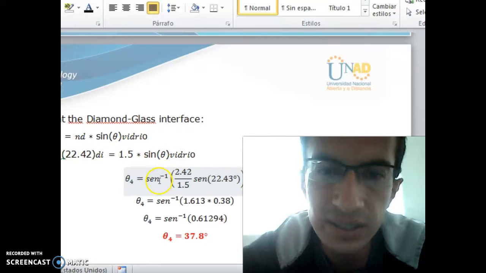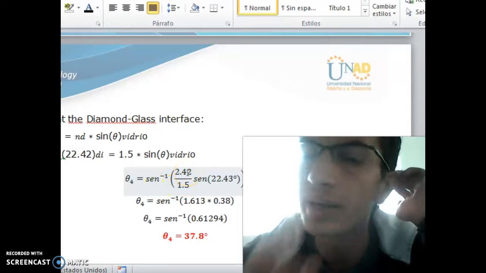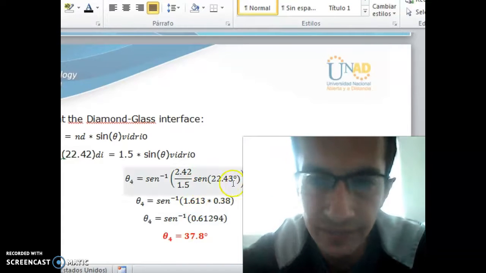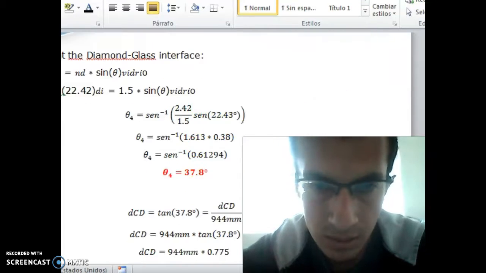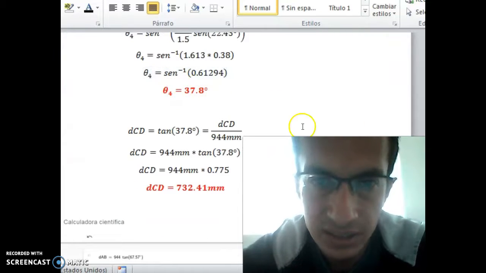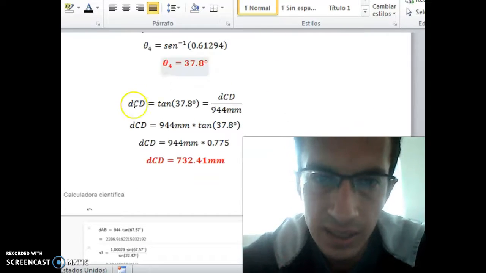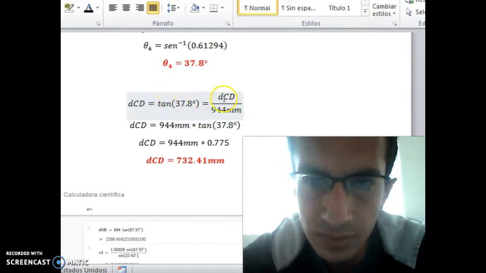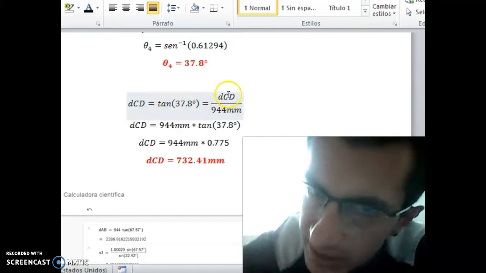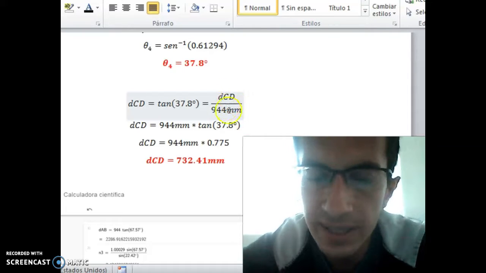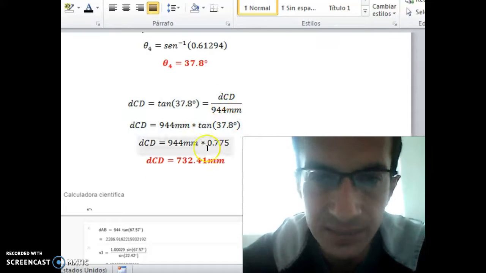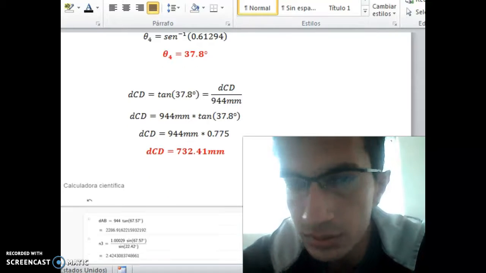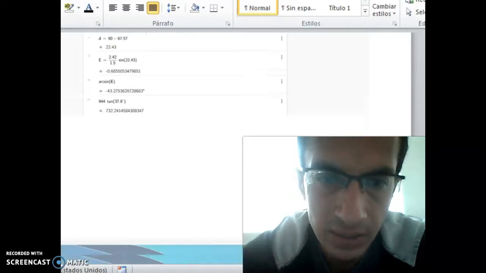The other angle is inverse sine of index 1. We divide by index 2 for the sine of the third angle. Third angle is this. Now add distance CD equals tangent, equals distance DC. We divide by the distance in the exercise, and the distance DC equals this. This is the result. This is the check on the calculator.